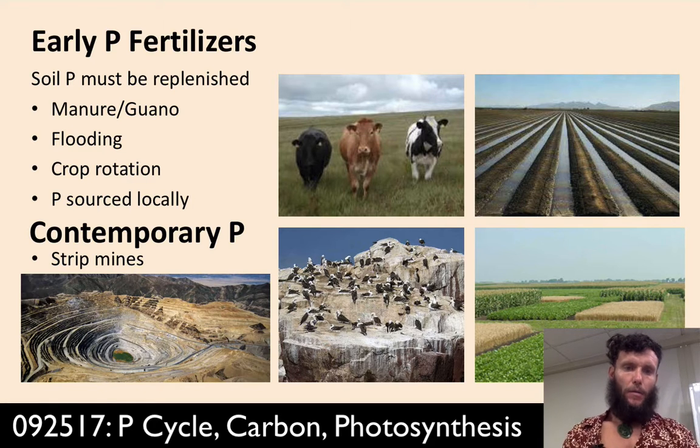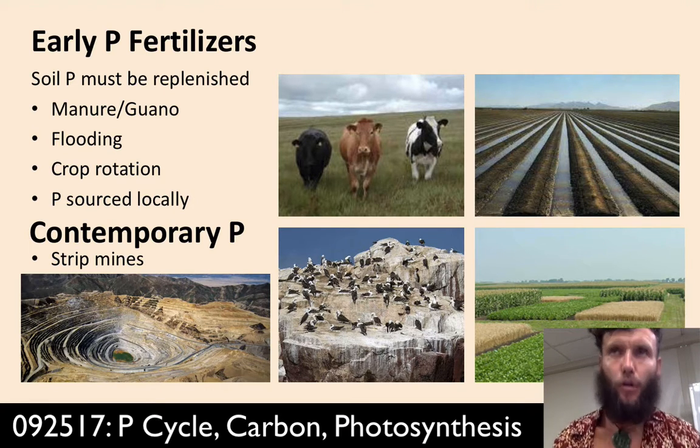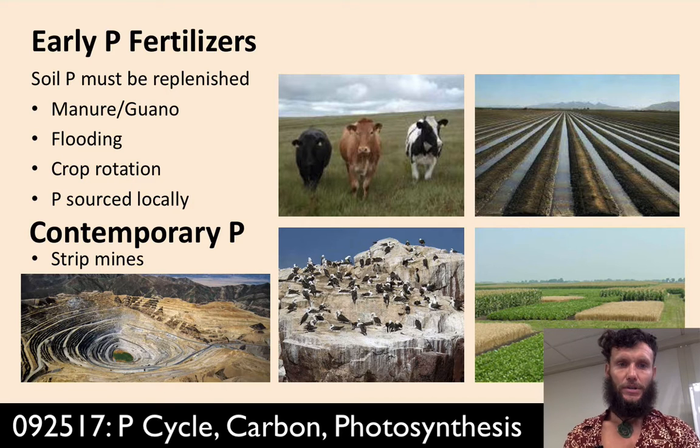Okay, so before humans, before Haber, early sources of phosphorus fertilizer are on the right-hand side. Those include manure from cows and guano. We heard the story of Nauru and all the guano from the birds that had accumulated on that island. It was a rich source of phosphorus.